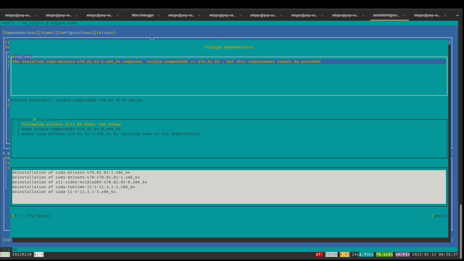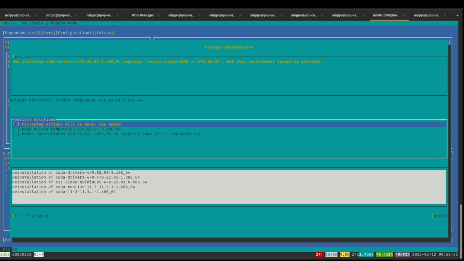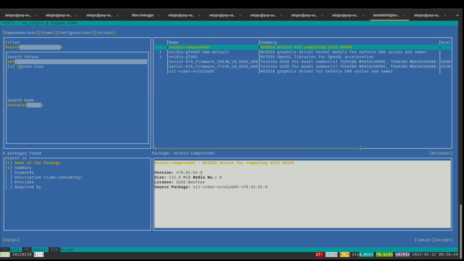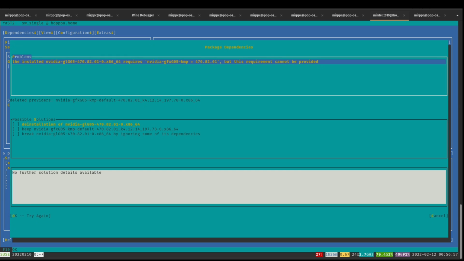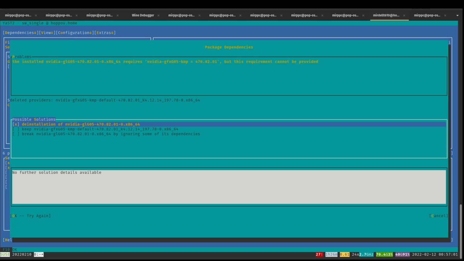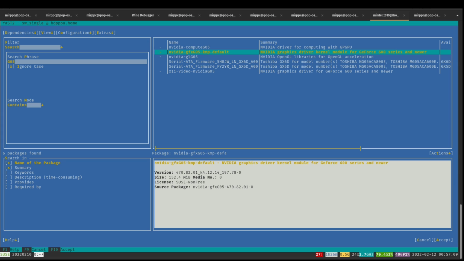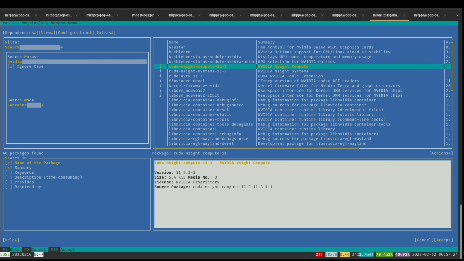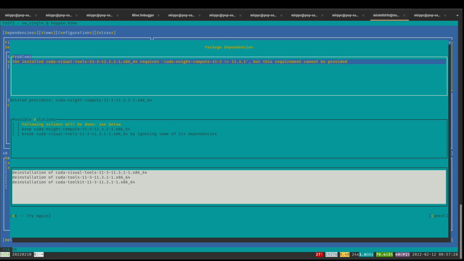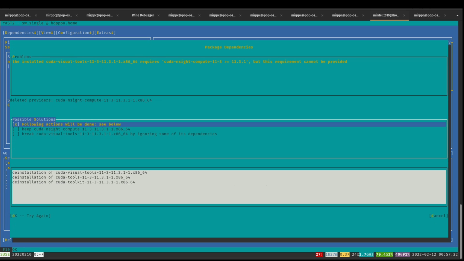At this point, I did a search for the G05 driver and uninstalled them. At this point, I realized I ought to check to make sure there are no other packages from the repository that I was using, including some CUDA, compute, and other packages.